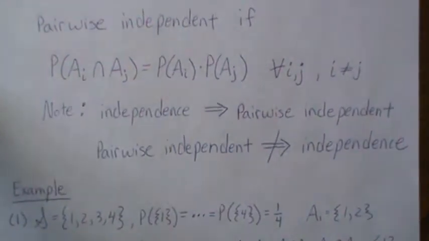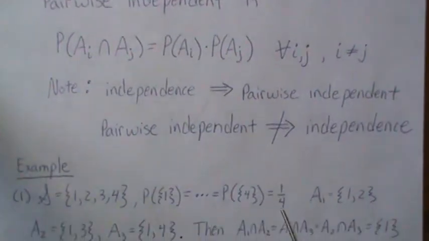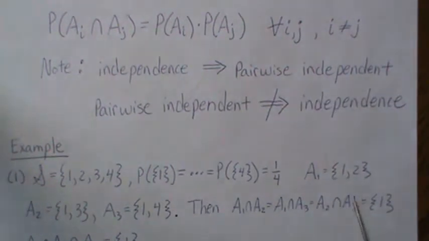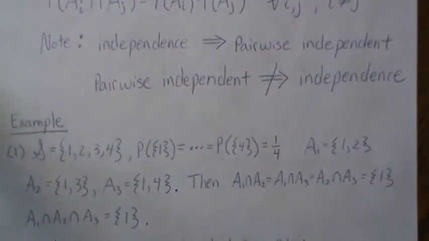Okay, so here's the example. We have a sample space with 4 outcomes. Each individual outcome has probability 1/4. We create the events {1,2}, {1,3}, and {1,4}. And then notice that all the pairwise intersections are just {1}, and the three-way intersection is {1}.